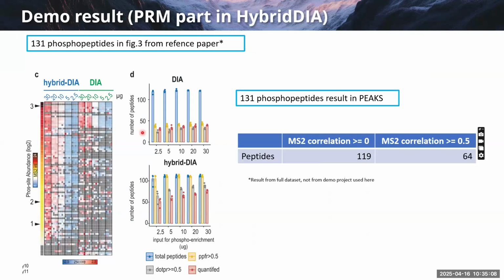If you compare with the paper, we also have a full data set comparing all these sample inputs, so you can find 2 more peptides. And the same as the paper, we used a quality score as the filter. If we use this score, we call MS2 correlation, as the quality filter, we can finally get 64 peptides, which is close to the result reported in the paper.